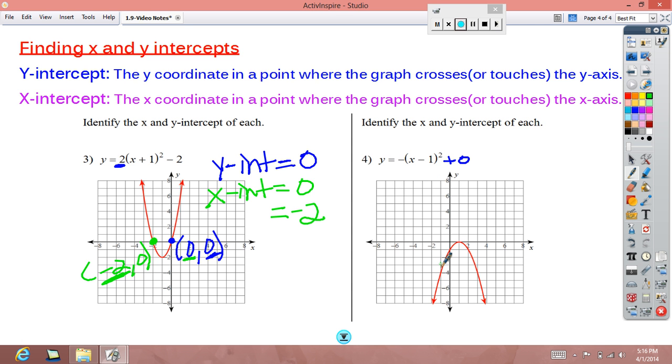Okay? Same thing in this graph. I noticed that here is my x-axis, my y-axis, and so this graph crosses the y-axis right here, which is at negative 1. So my y-intercept is negative 1. And my x-intercepts, where it crosses the x-axis. And notice it doesn't cross, but it does touch, right? And so it touches the graph right here. And so this is at the x-intercept, which is at 1. Okay? And so basically that's the lesson.